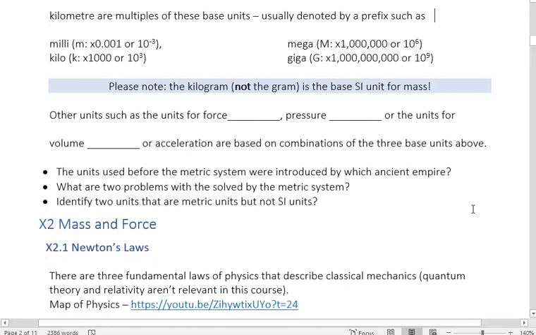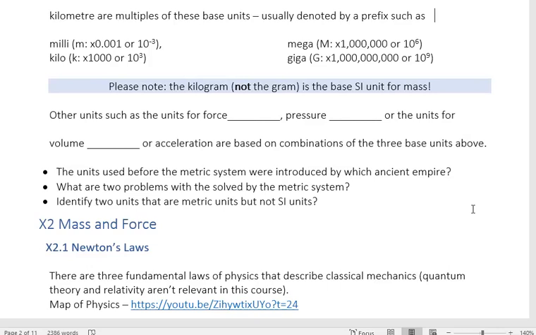Now, for the test, you need to know these prefixes. You need to know what milli, mega, kilo, and giga mean. I really should have said that. Anyway. Milli means, so a millimeter is 1/1000th of a meter. It means milli means 1 meter divided by 1,000. Kilo means 1 meter multiplied by 1,000. A kilobyte has 1,000 bytes in it.